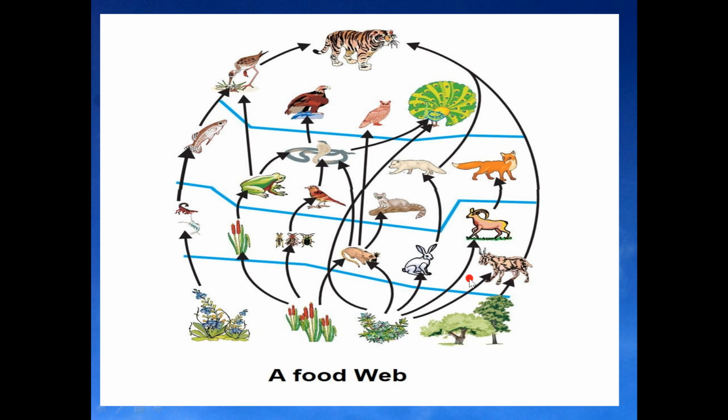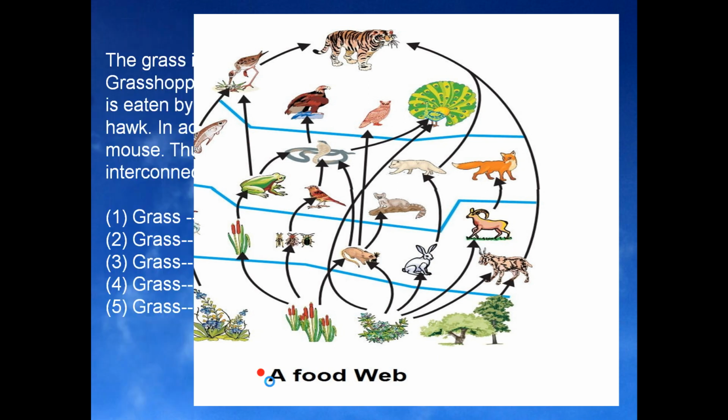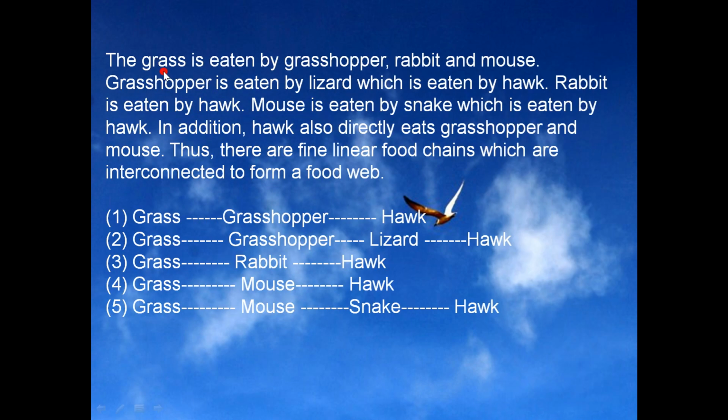So in this way there is an interlocking system from producers up to the top carnivores. These are the intermediate animals, the herbivores, then secondary herbivores, carnivores, then the carnivore-only animals, and top carnivores here. So in this way a chain or network of food is called a food web. Now, as we see from this diagram, the grass is eaten by the grasshopper, rabbits and the mouse.